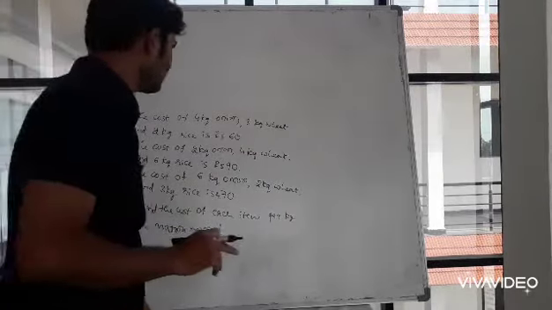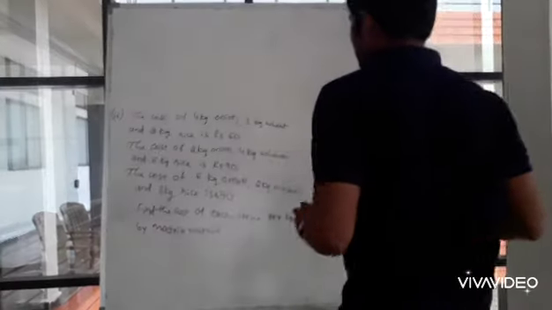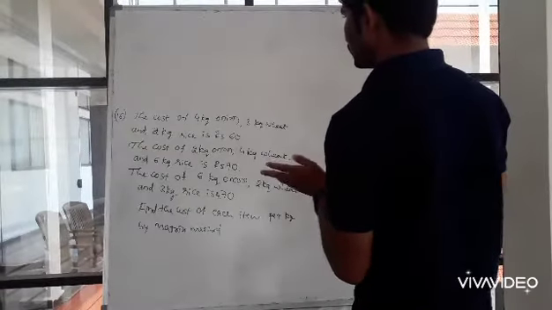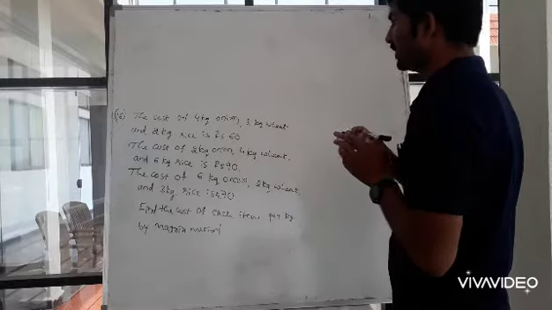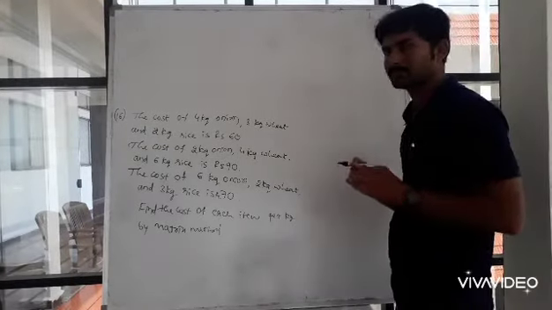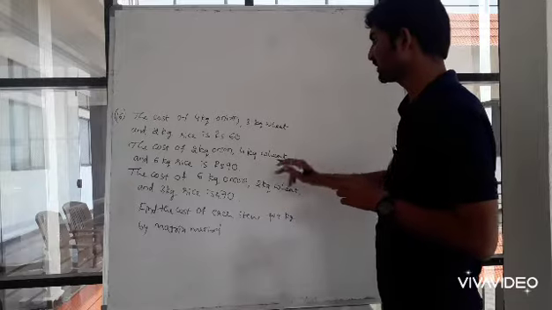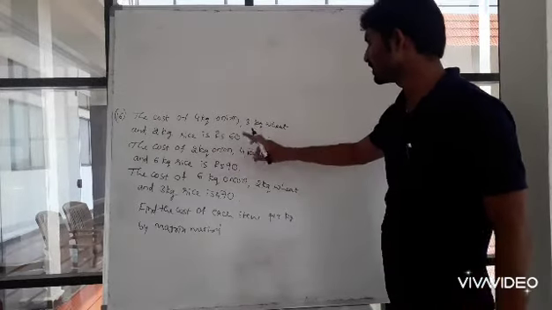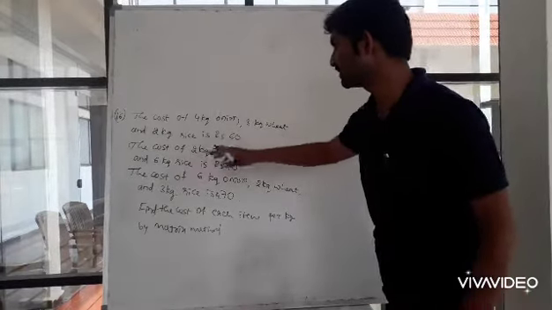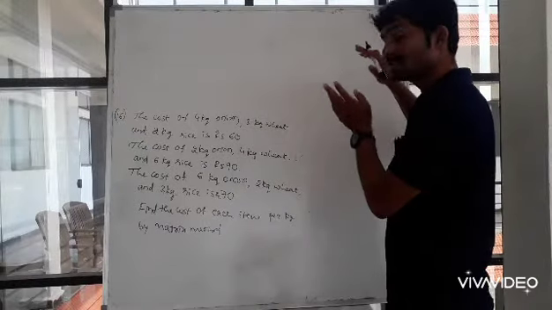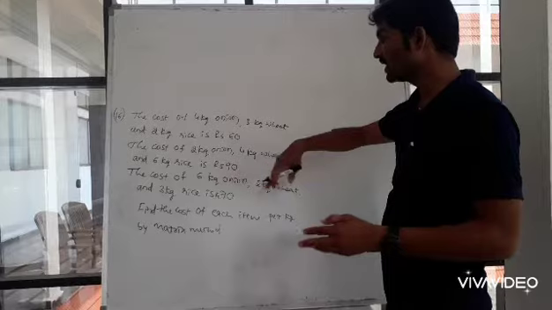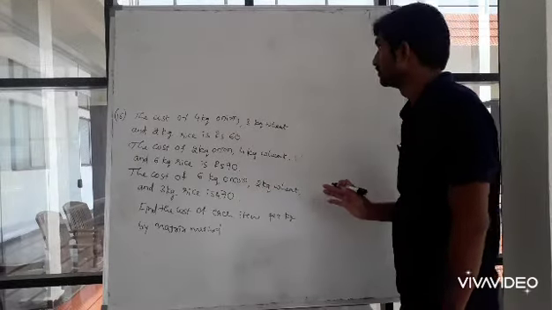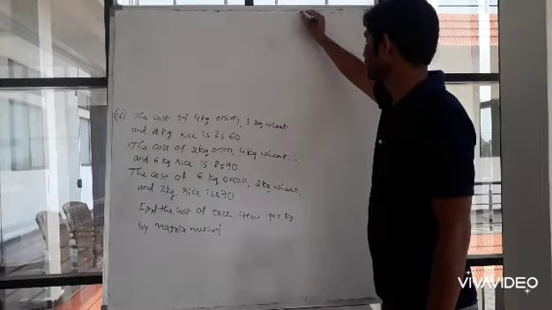What they have given: the cost of 4 kg onion, 3 kg wheat and 2 kg rice, all together, is rupees 60. Similarly, the second time they have taken 2 kg onion plus 4 kg wheat plus 6 kg rice, all together rupees 90. Then next time also, all together it is 70. But let us consider what we'll do here.